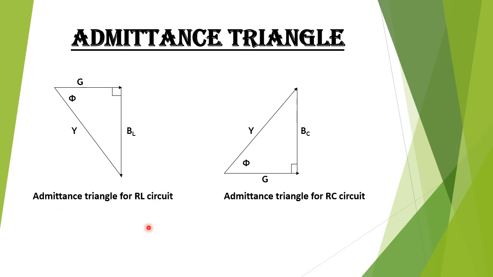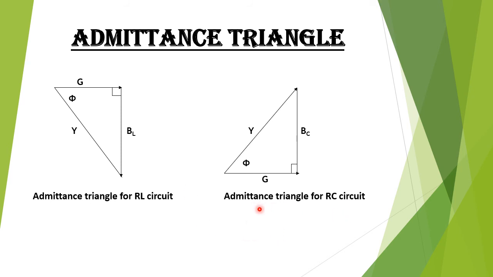Now I want to explain the admittance triangle. Firstly, the admittance triangle for an RL circuit. In this, the horizontal component represents conductance, the vertical component represents inductive susceptance, and the hypotenuse represents the admittance.